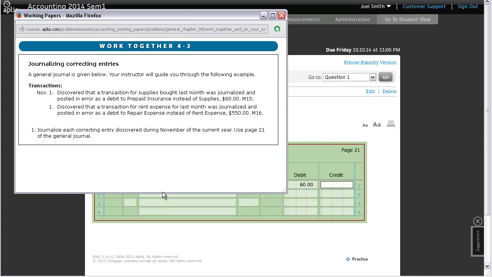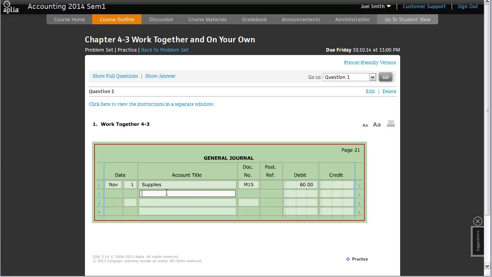Okay, so the next one, since we debited it, we need to credit it now to back that out. So prepaid insurance, going to credit it $60, and that's the correcting entry. Since we debited it in error, we need to credit it to back it out and then put the proper debit to supplies, since we did it to prepaid instead of supplies last time.